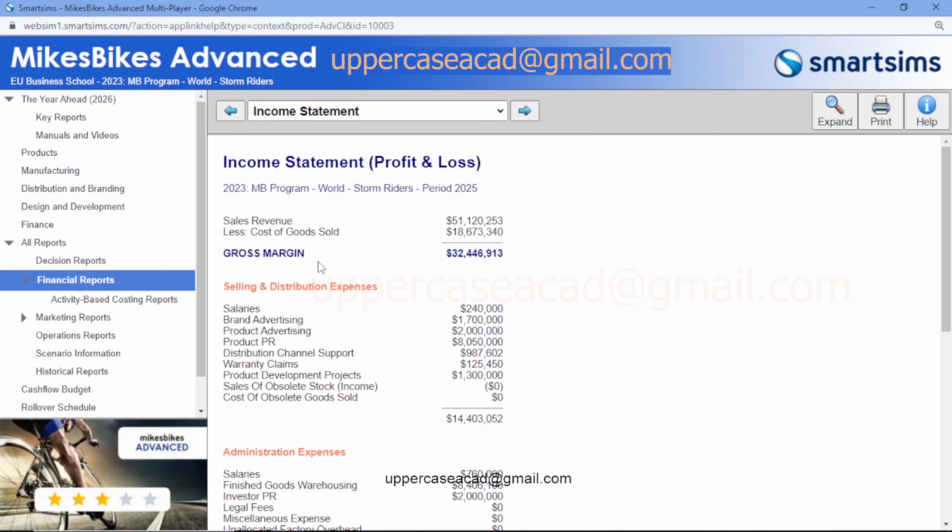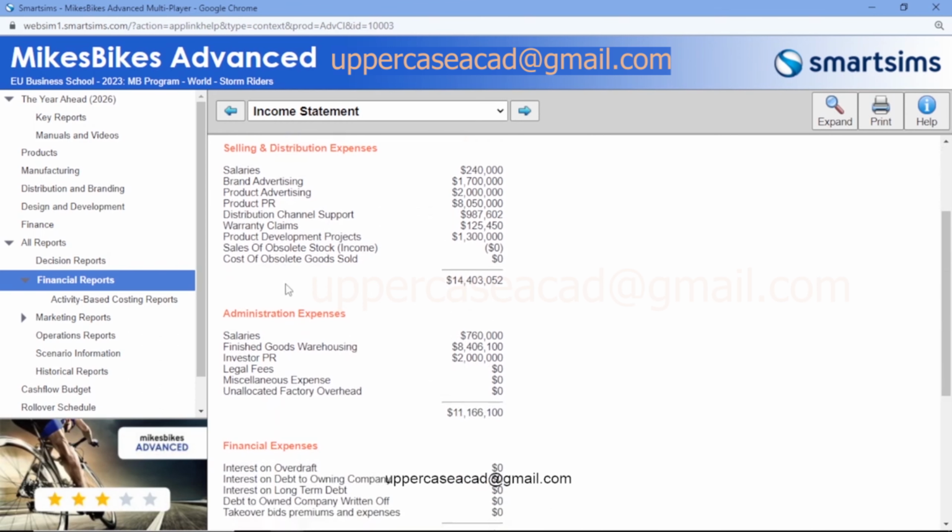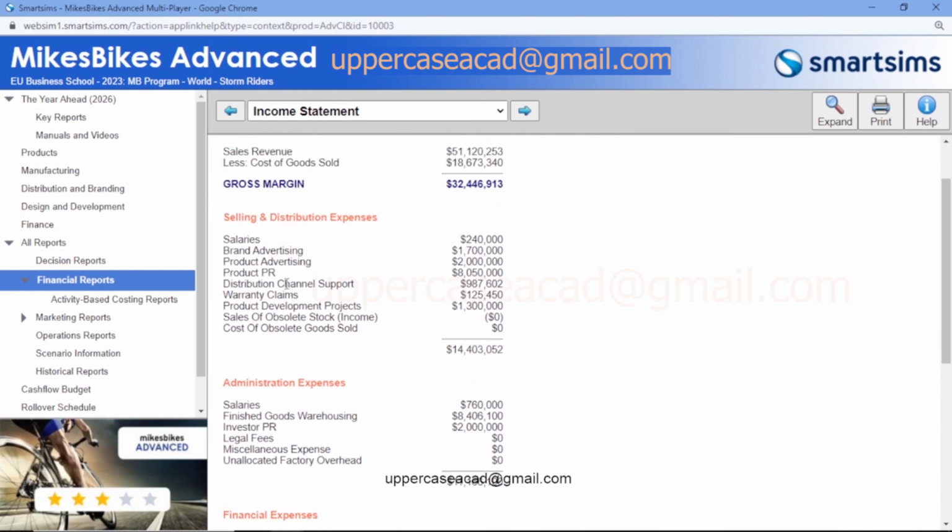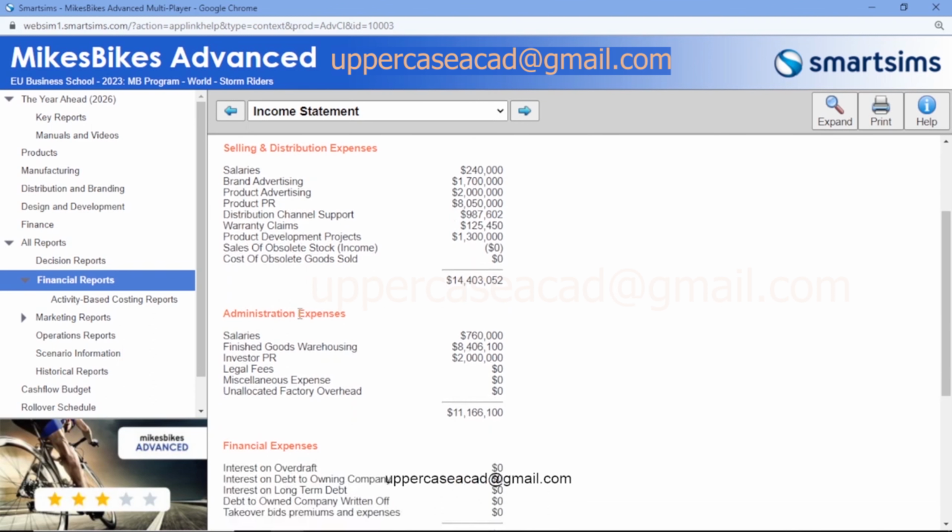In this statement, we can see that we have three parts. The first part is the revenue part, you can see it here. This is the revenue from sales rendered by the company. And here we have the cost of goods sold. This is the direct costs that are associated with selling products to generate revenue. Then down here we have expenses: the selling and distribution expenses, administrative expenses, and financial expenses.